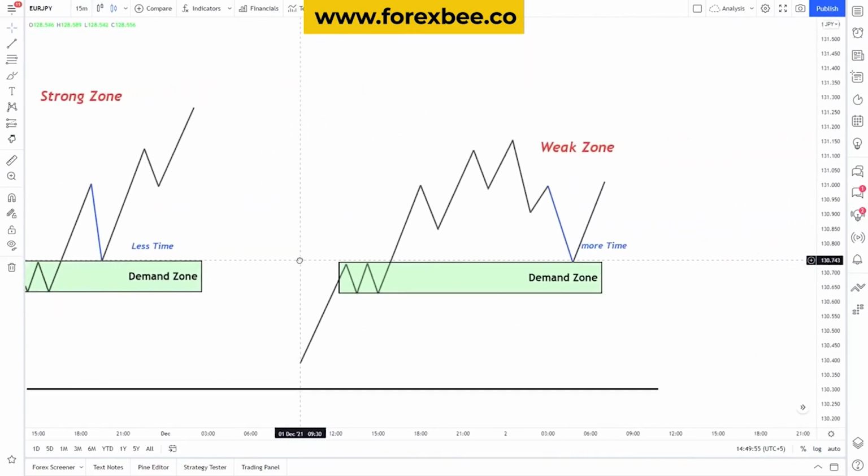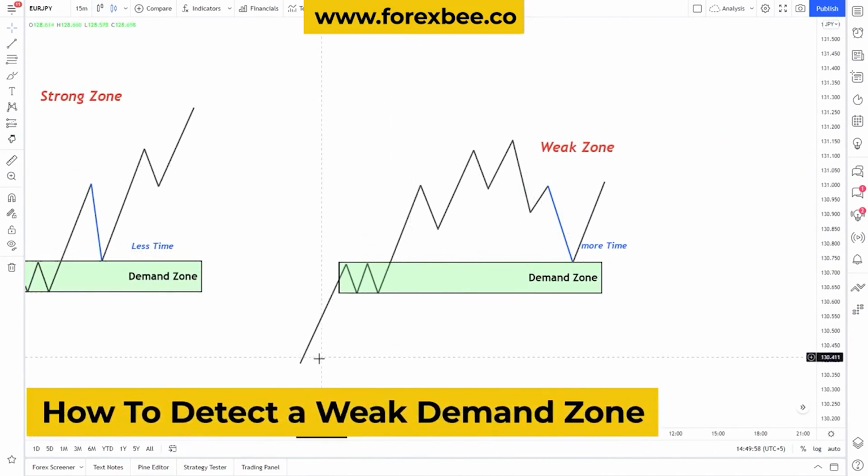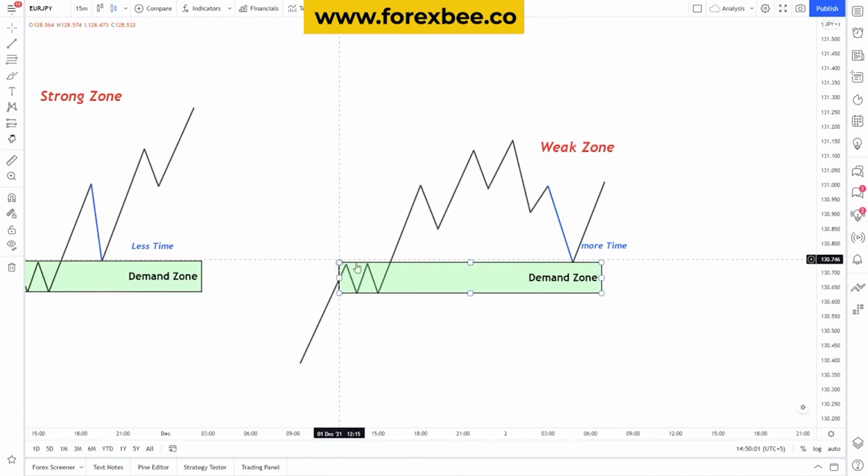Now let me show you what a weak demand zone is. Here we can see a similar type of demand zone forming, which is also a base rally demand zone. In the strong demand zone, the price comes back right after the formation, as soon as the zone is formed, in order to pick the pending orders. But in a weak demand zone, the price comes back to the zone after a long time, not right after its formation.